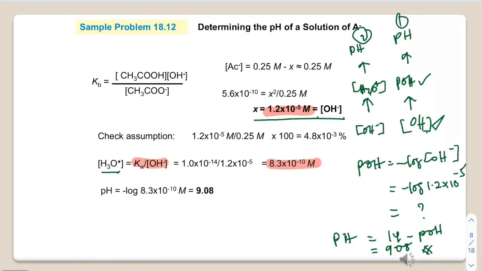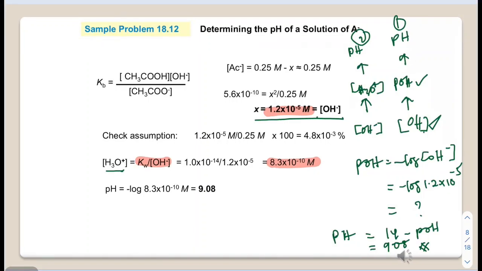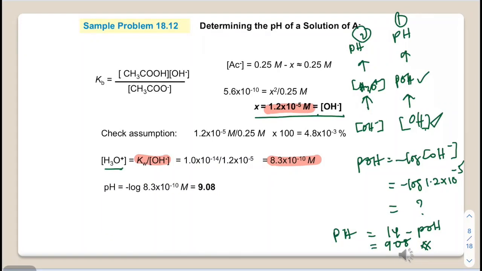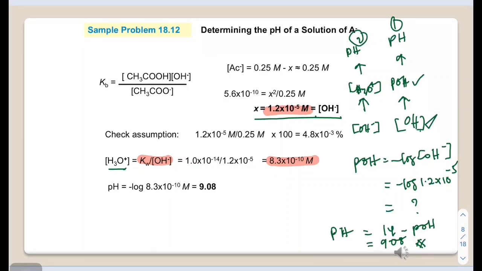So this is the quantitative method, how we calculate the pH of the salt solution. This salt, sodium acetate, is a basic salt. The pH is greater than 7, or to be exact, the pH is 9.08. We have more examples. You have to be able to calculate and determine the pH of a salt that is acidic or neutral, and also a basic one.